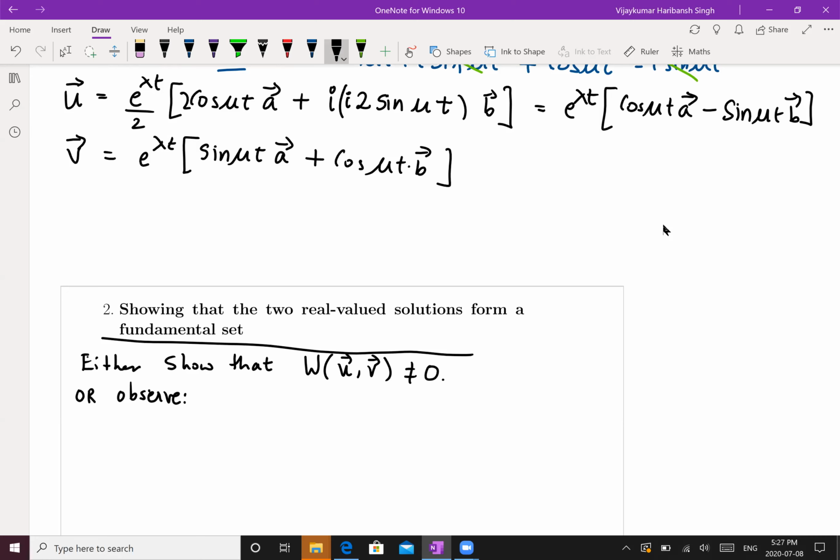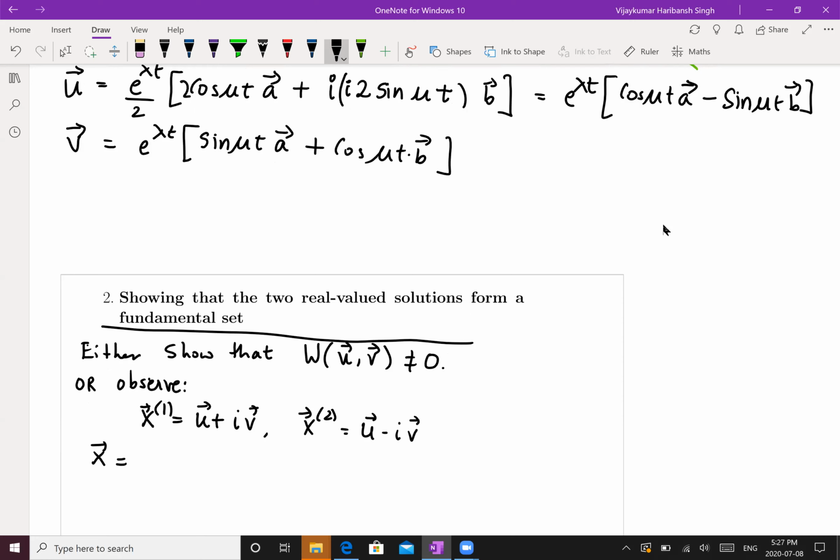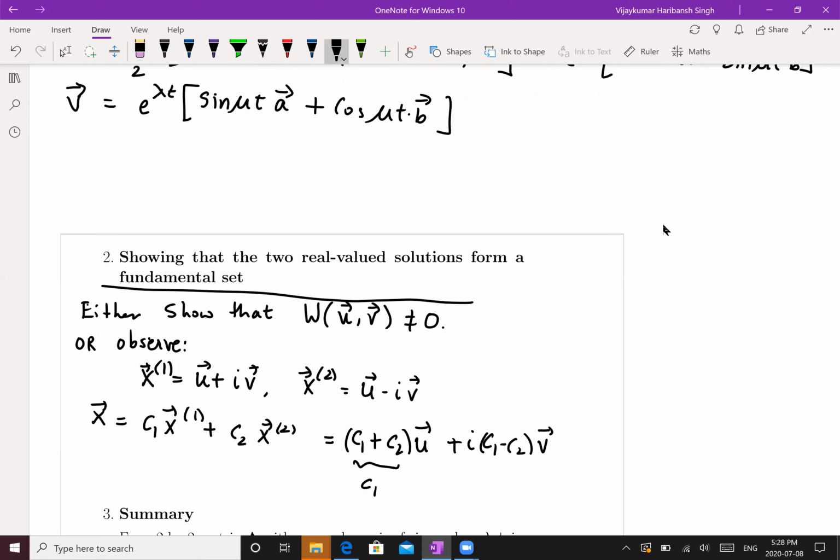So observe that X1 equals U plus iV, and X2, your solution, is U minus iV. So if X is any arbitrary solution, that can be written as a linear combination of X1 and X2 because these solutions are fundamental. And on the other hand, that can be written as (C1 plus C2) of U plus i (C1 minus C2) of V. So call these C1 prime and C2 prime. So this can be written as C1 prime U plus C2 prime V.